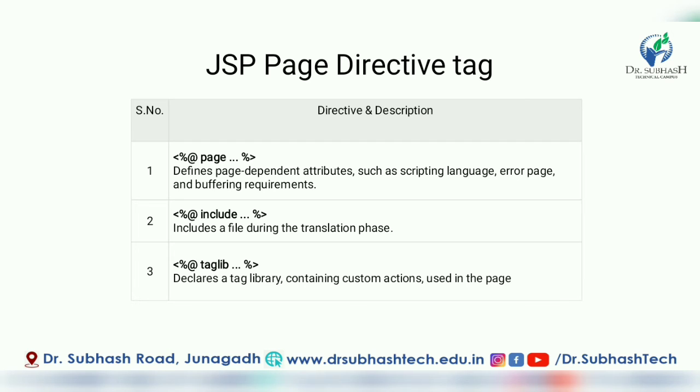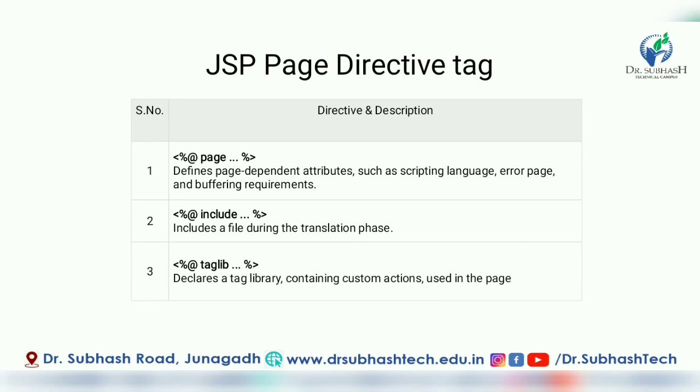And the next is the include directive. That includes the file during the translation phase. Same as in C language, where we include different files, for example stdio.h, conio.h. These files are used at the compilation phase. When the program is compiled, these header files are merged with our code. Same as here, the include directive includes these files when our code is compiled and converted into a servlet file.